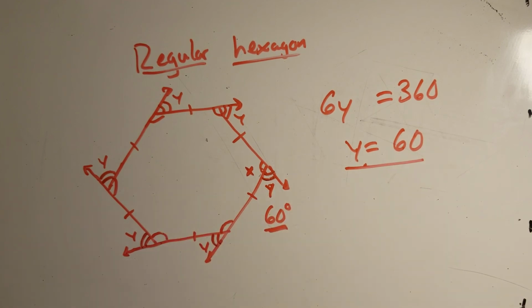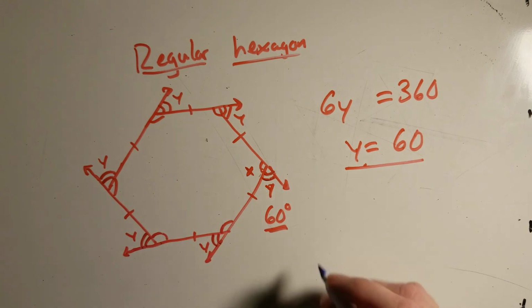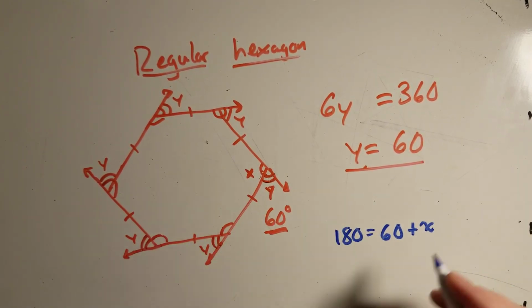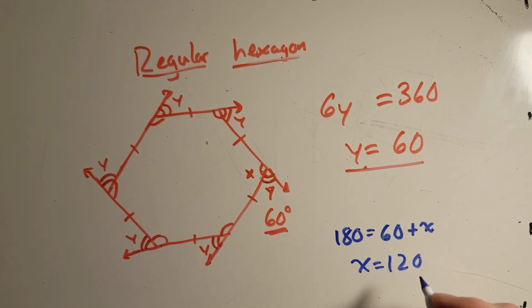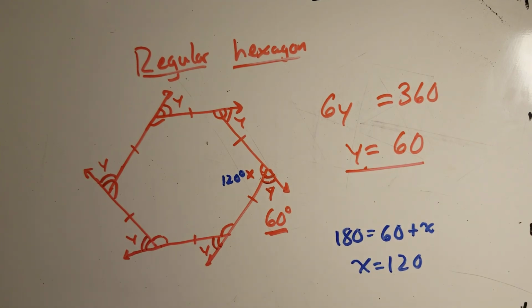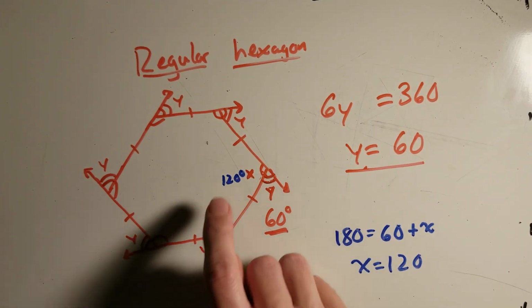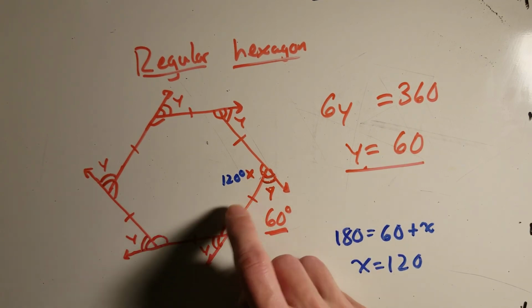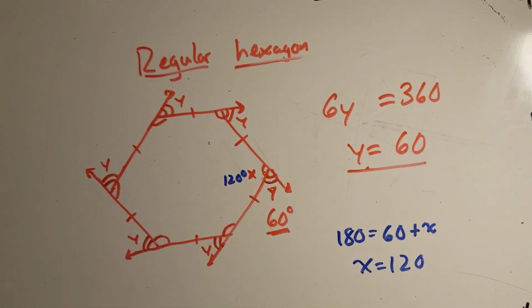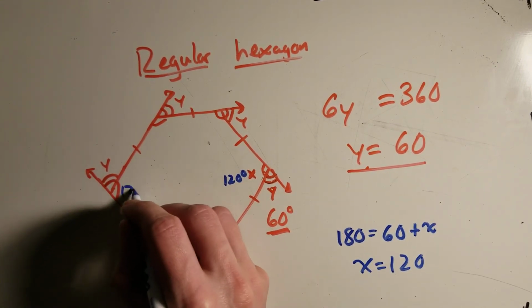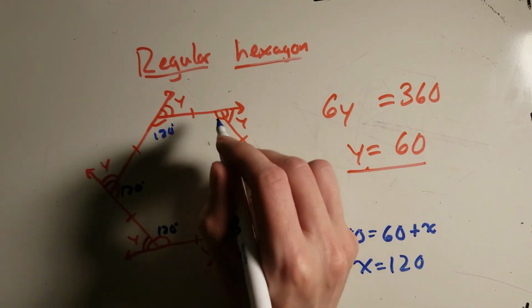And if you wanted to find the interior measurement of one of these angles on the inside, you would just do 180 equals 60 plus now our x. So x would equal 120, which means the interior angles are 120 degrees. And I think the other day we did a measurement trying to find the measure of an interior angle of a regular hexagon, and we got 120. So all these angles on the inside would be 120, and all the exterior angles would be 60 degrees.